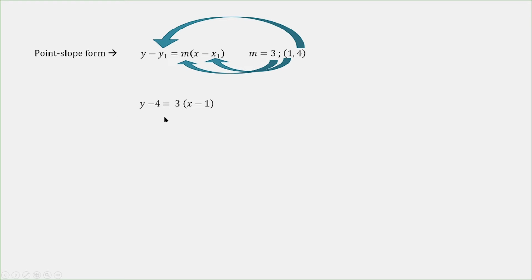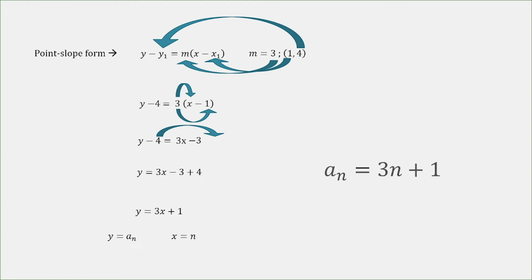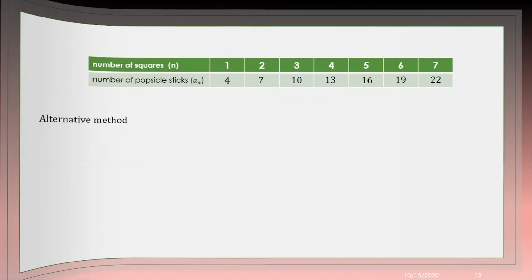Then, apply the distributive property. Bring down muna natin yung y minus 4. So, 3 times x is 3x. 3 times negative 1 is negative 3. Then, transpose natin yung negative 4. Magiging positive 4. Combine like terms. So, y is equal to 3x, then negative 3 plus 4 is positive 1. Okay? So, now, let us use the representation if we have a sequence. Diba? So, y is equals to a sub n and x is equals to n. So, palitan na natin. So, it will become a sub n is equals to 3n plus 1.